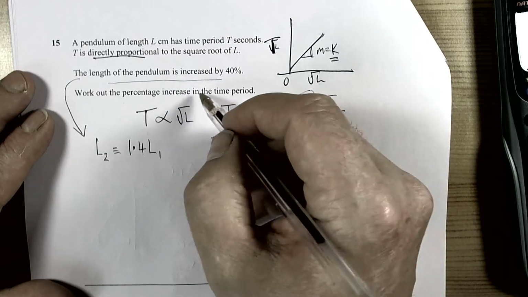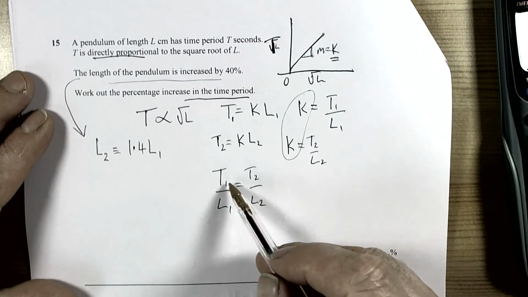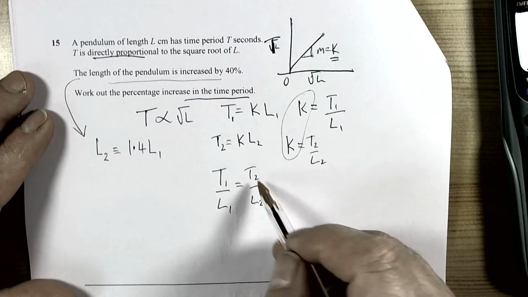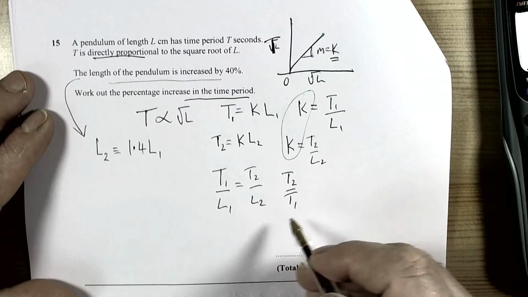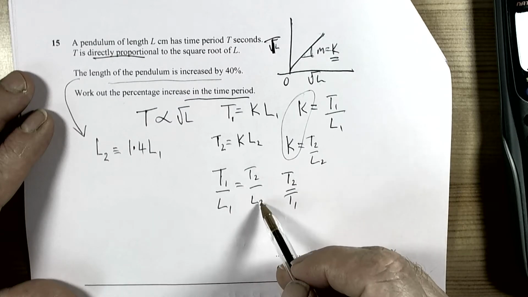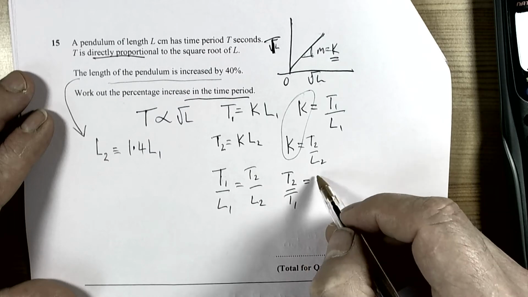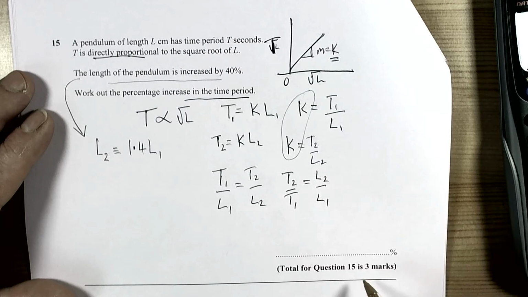But it wants us to work out the increase in the time period. So in other words, we need to know how T2 relates to T1. So we need to rearrange this to be T2 over T1. We divide through by T1 and the L2 would come across by multiplying. So T2 over T1 would equal L2 over L1.